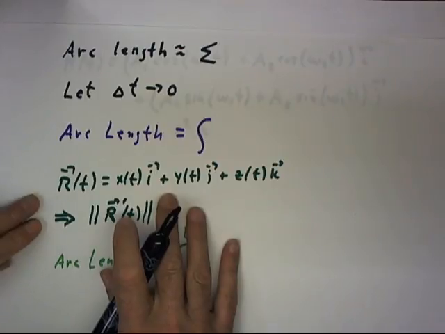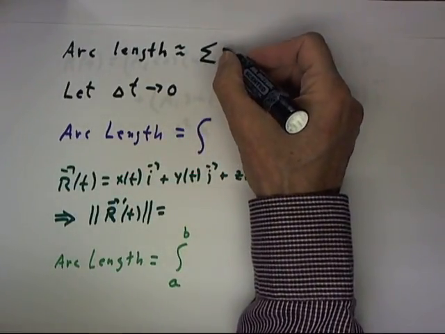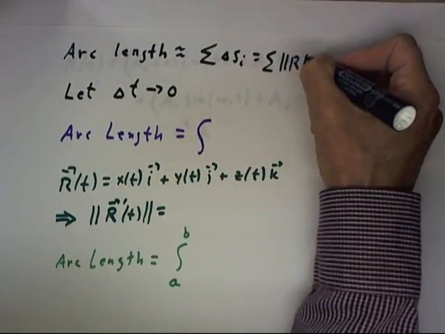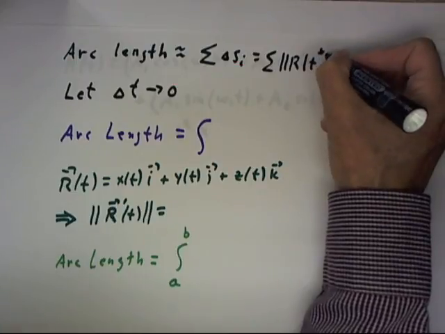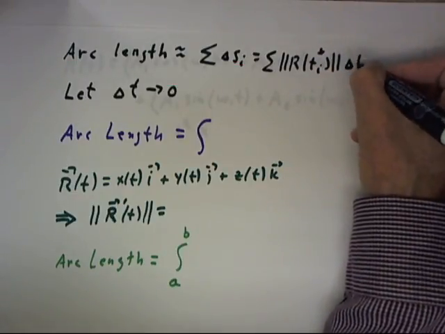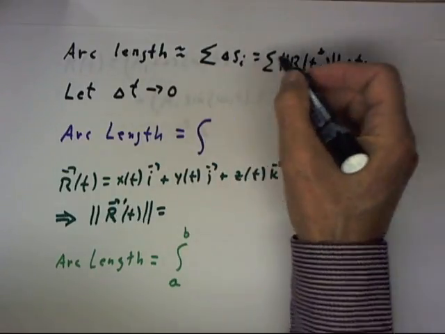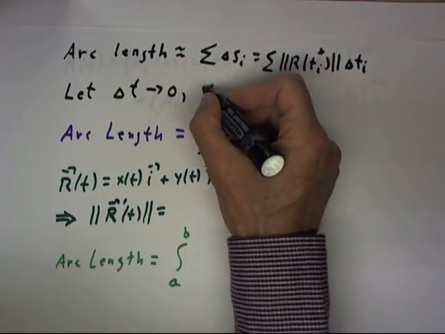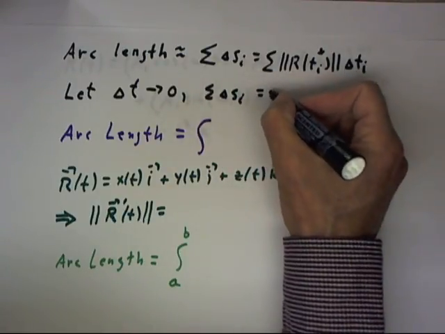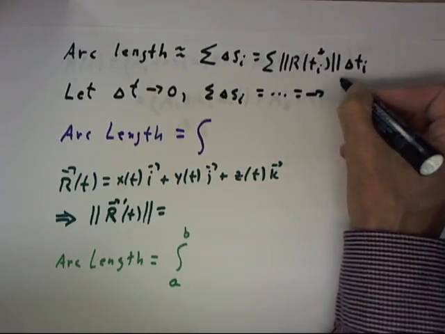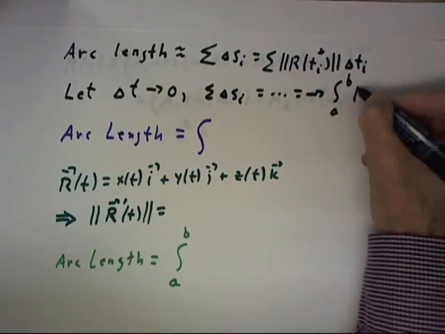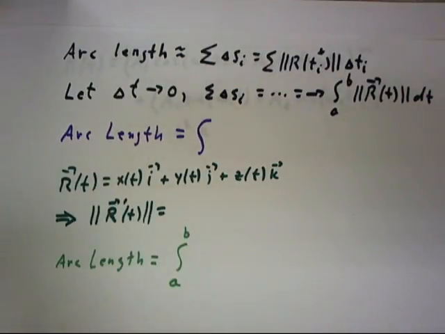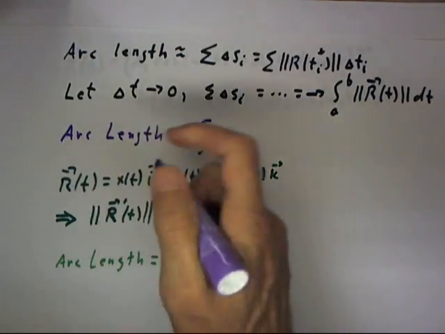our arc length is, again, the sum of our delta S sub i's, which is the sum of the magnitude of R prime of t sub I star times the delta t sub I, and as delta t approaches 0, this sum, which is equal to this, approaches the integral from A to B of the magnitude of R prime of t dt. So we have our arc length formula.